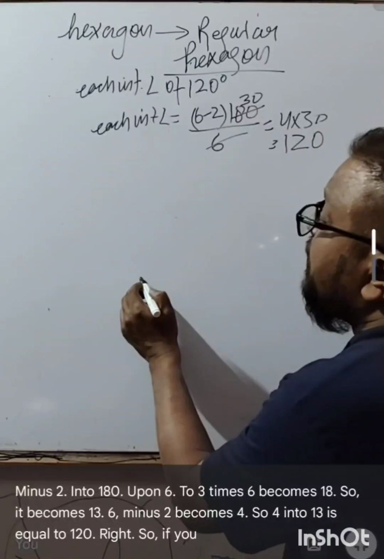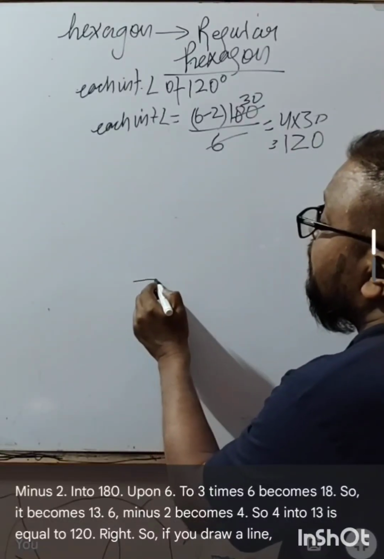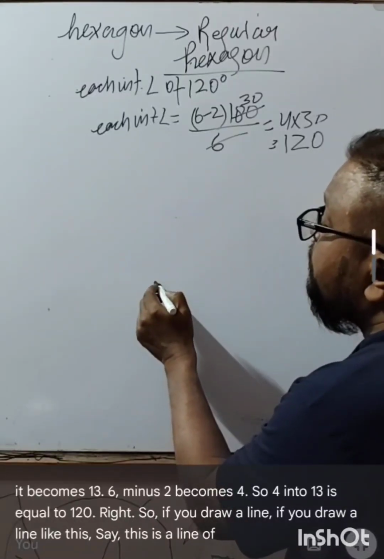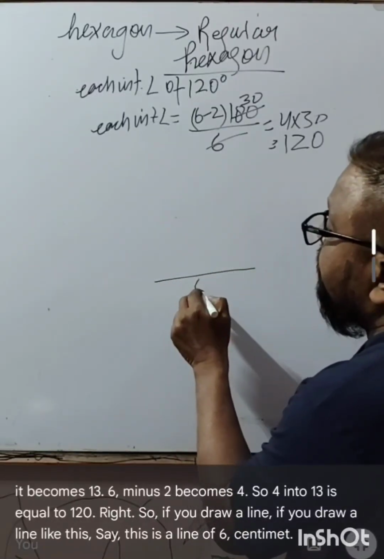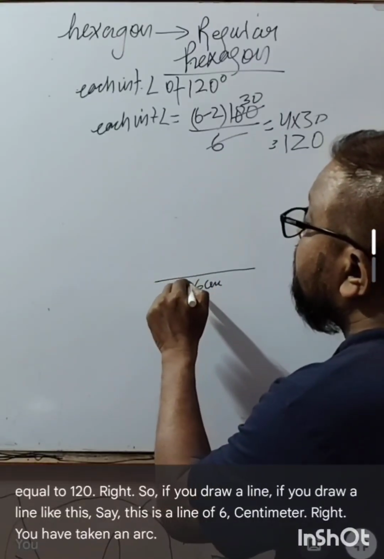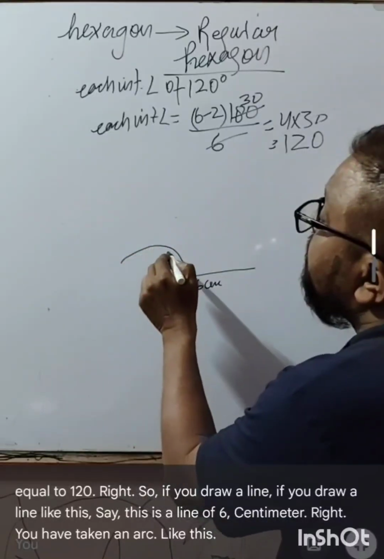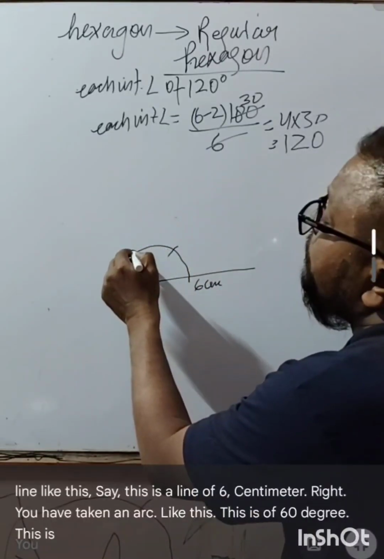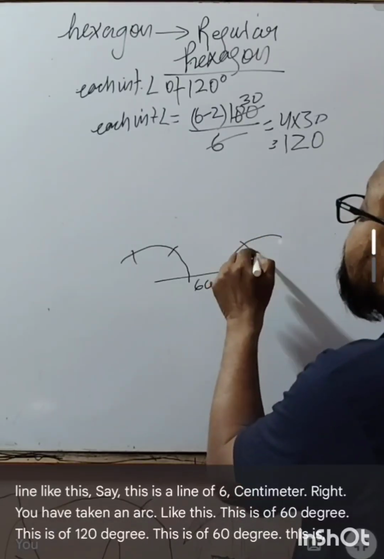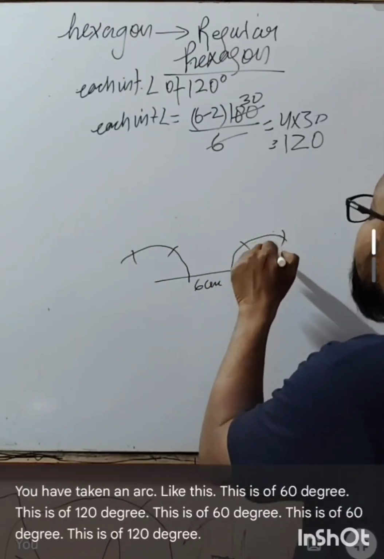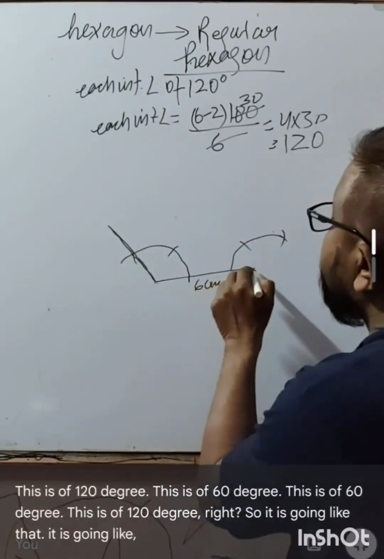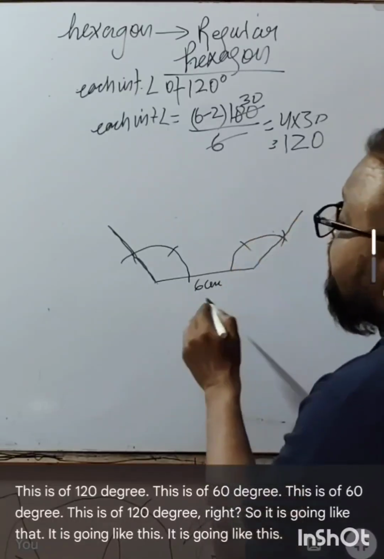So if you draw a line like this, say this is a line of 6 centimeter, right? You have taken an arc like this. This is of 60 degree, this is of 120 degree. This is of 60 degree, this is of 60 degree, this is of 120 degree, right? So it is going like that, it is going like this, right?